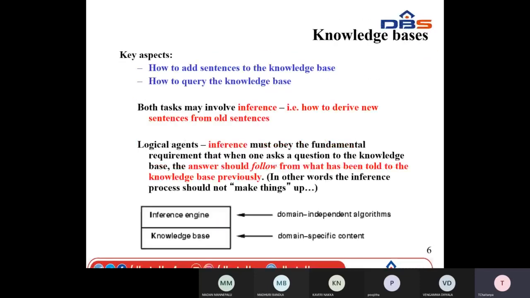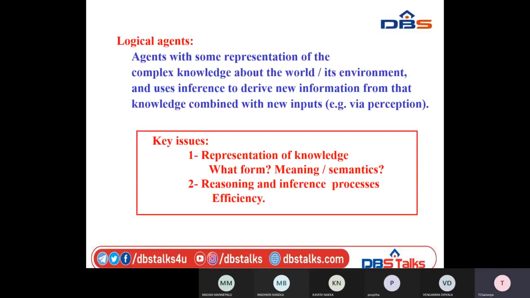See here, the logical agent works on new ideas or innovative ideas. The key issues here are representation of knowledge, with a form, meaning or semantics, and reasoning and inference process efficiency. Inference means whatever gaps you have recognized from the existing knowledge, you attach to recognize the new problem. That is called inference.